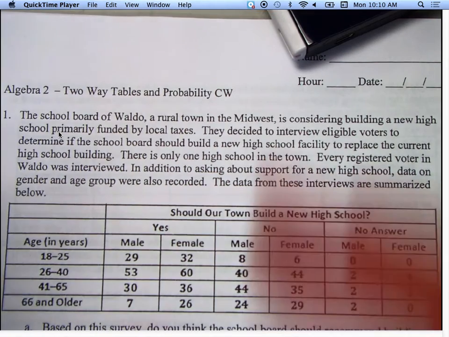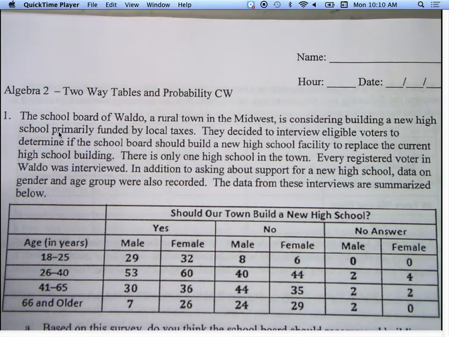The school board of Waldo, a rural town in Minnesota, is considering building a new high school, primarily funded by local taxes. They decide to interview eligible voters to determine if the school board should build a new high school facility to replace the current high school building. There is only one high school in town. Every registered voter in Waldo was interviewed. In addition to asking about support for a new high school, data on gender and age group were also recorded. The data from these interviews are summarized below.